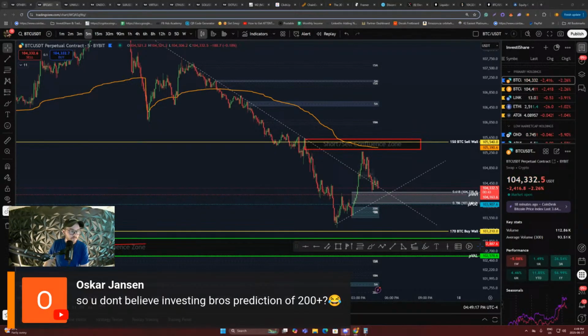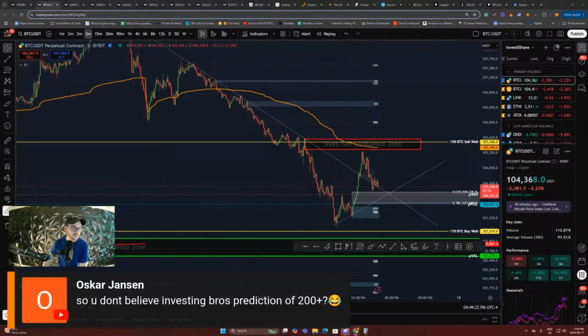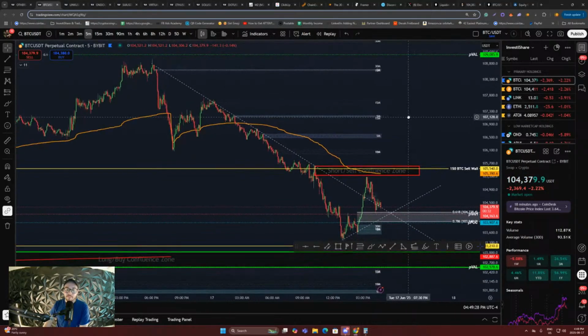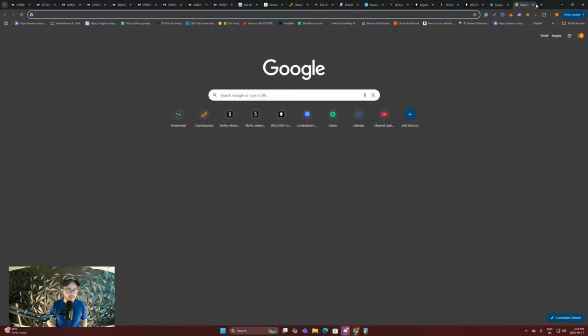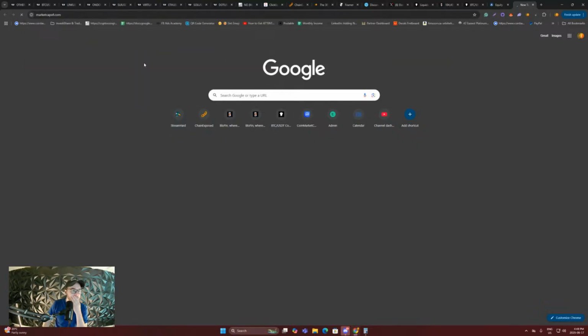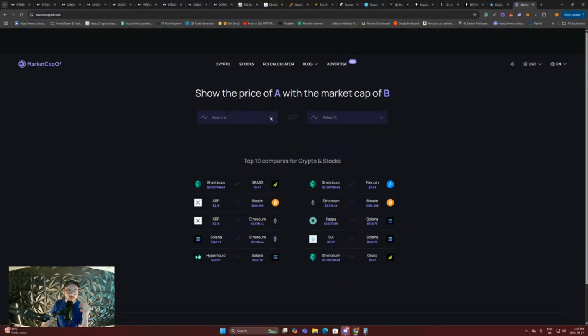So you don't believe Investing Bro's prediction of 200 plus? Are you talking about Chainlink? $200? Come on, guys. Well, that's good clickbait. So let me show you something here. There's this free tool you guys can use called marketcapof.com. If I can get my computer to render it, there we go, Market Cap Of. And this helps you keep yourself grounded a little bit. So, for example, I love hearing the targets of XRP getting to $10,000. It makes me laugh every time I hear it.